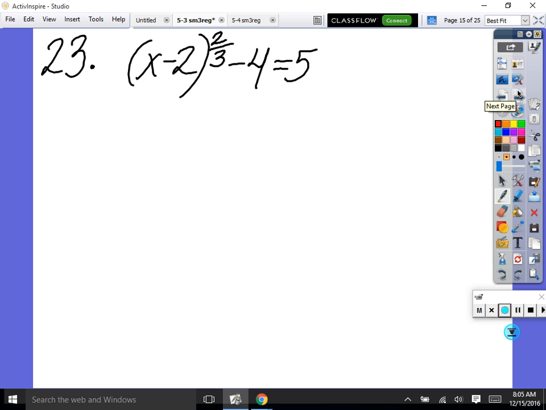Okay, 23. So first step, careful here. We've got to rewrite this as a radical equation. So looking at this piece, what's my root?